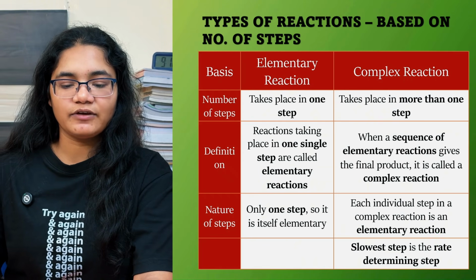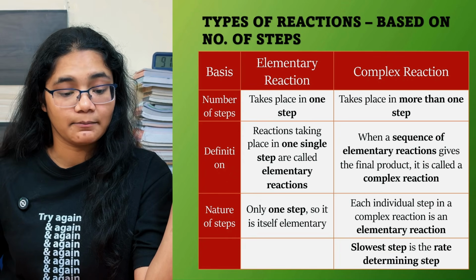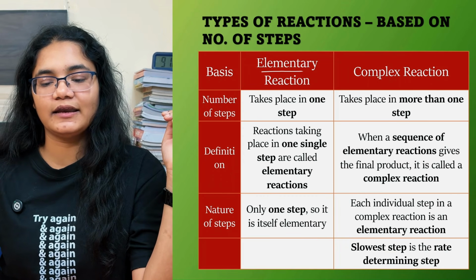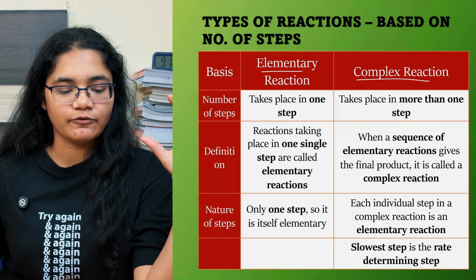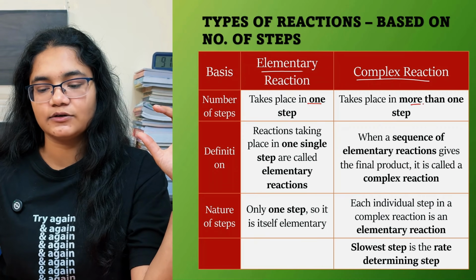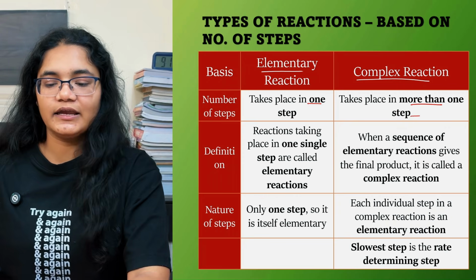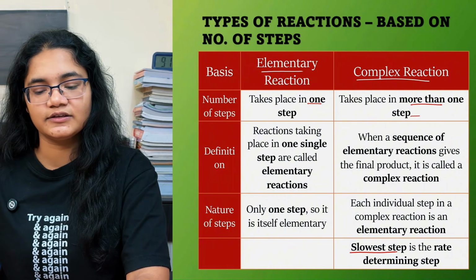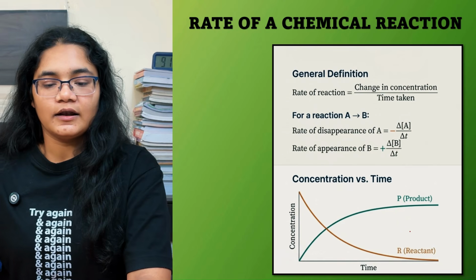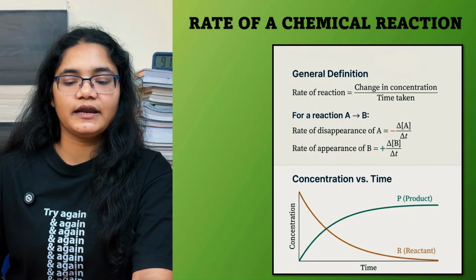Okay, so type of reactions, basically we have two types of reaction, on the basis of number of steps. One is your elementary reaction and the other one is a complex reaction. Elementary reaction is that type of reaction which occurs in one step, whereas in complex reactions we have many steps, right? That is the basic difference. Now in a complex reaction, when there are so many steps, the rate of the reaction is determined by the slowest step.